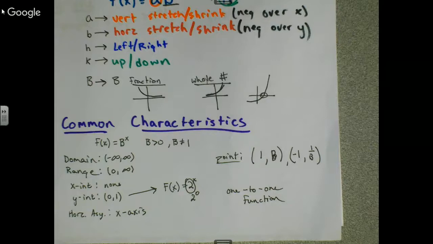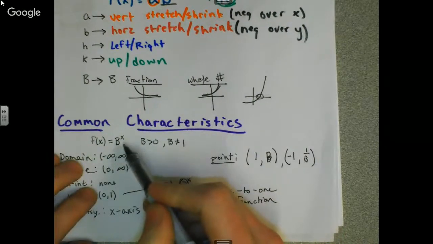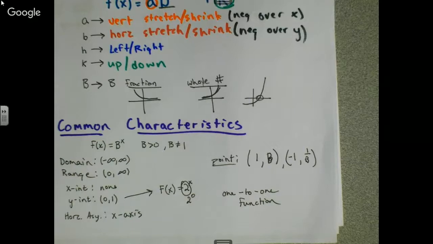Being a one-to-one function tells me that it has an inverse. Why do I want an inverse? An inverse will allow me to solve this equation for x. And that's what we're going to do later on.